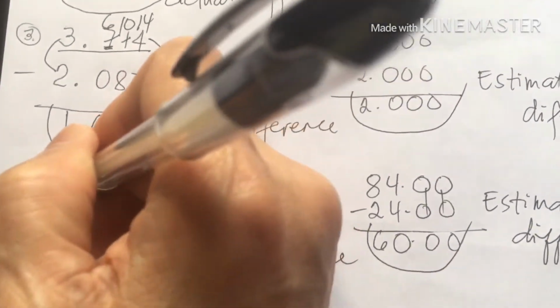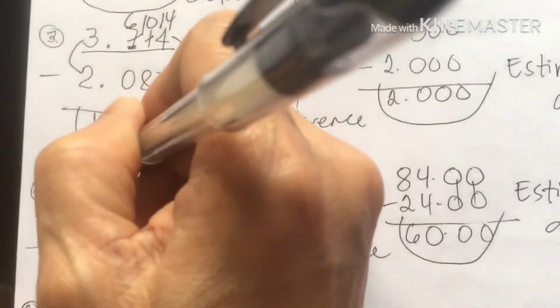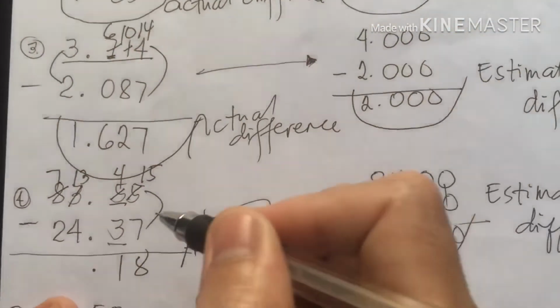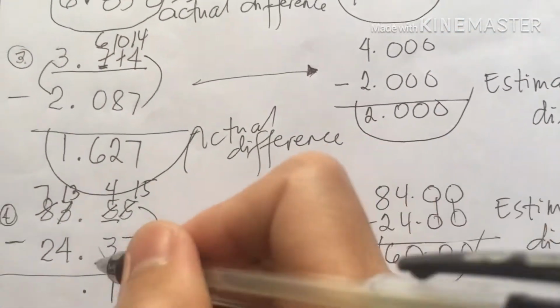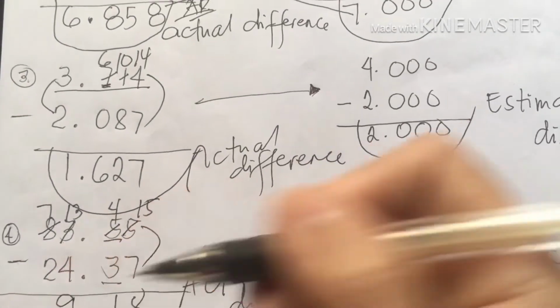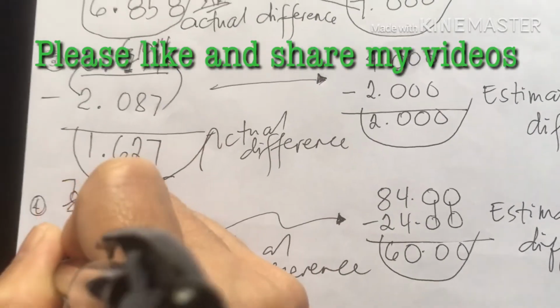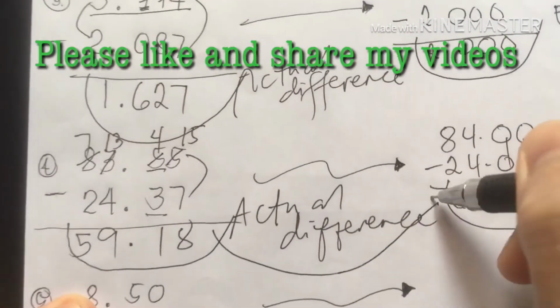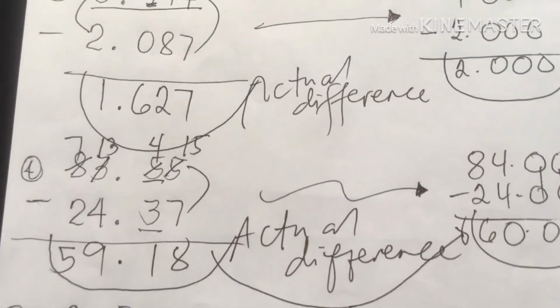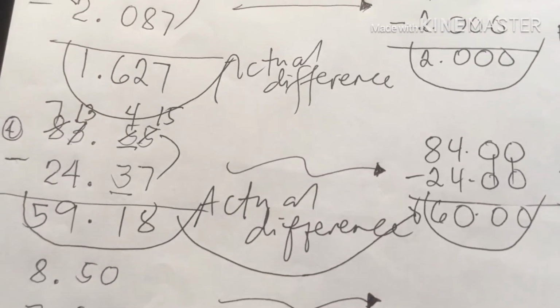3 minus 4 cannot be, so borrow. 3 becomes 13, 8 becomes 7. 13 minus 4, so that's 9. 7 minus 2, we have 5. So therefore, that's absolutely correct, our actual and estimated difference.